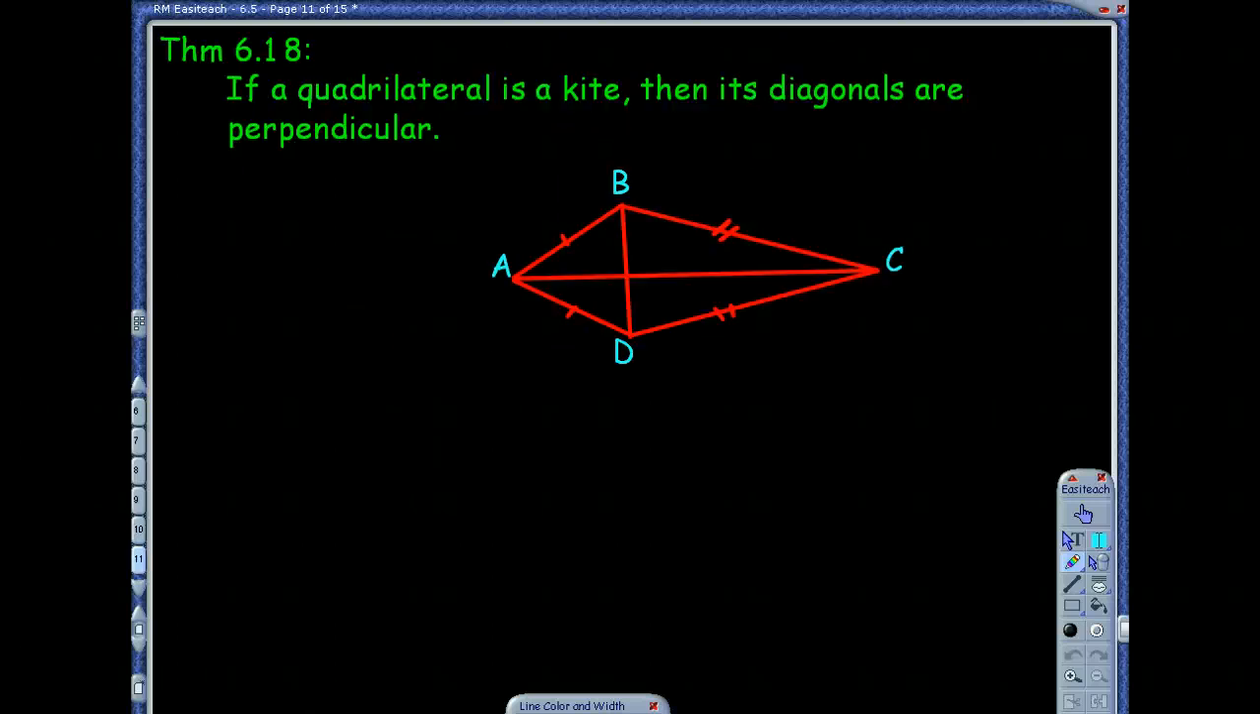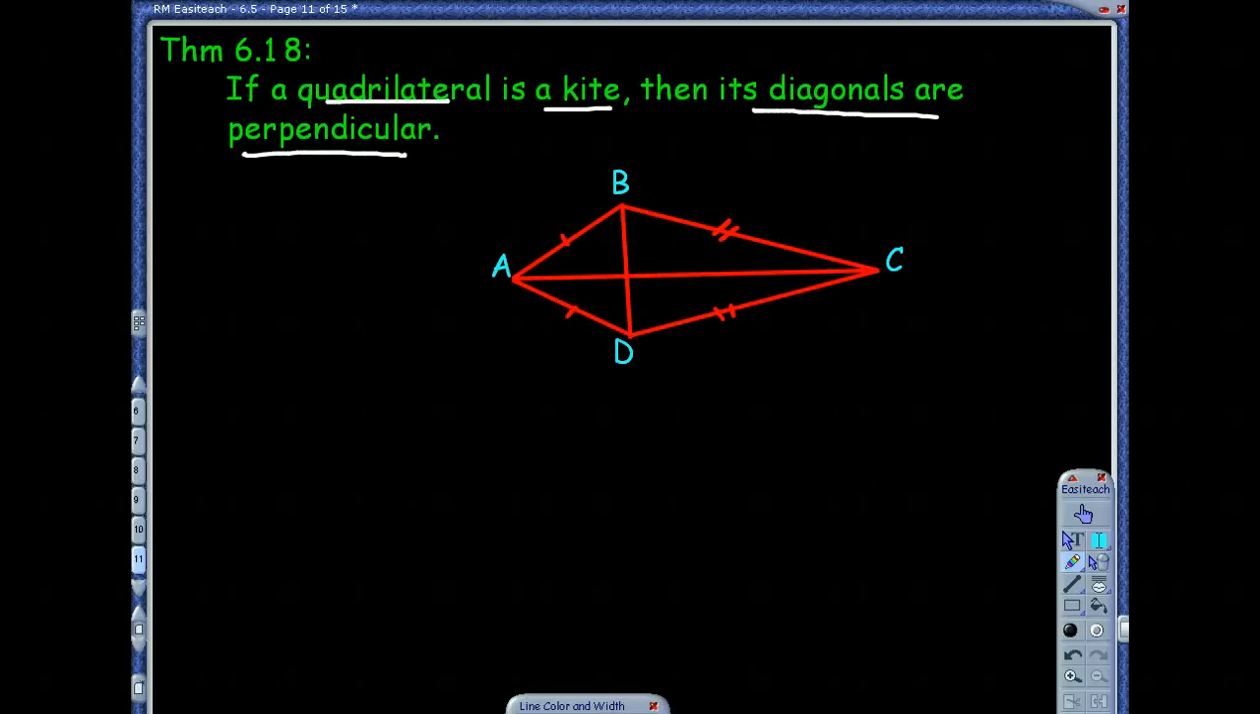Right now, there are some theorems involving a kite, and notice how it starts. It says, if a quadrilateral is a kite. So you know it's a quadrilateral, so it has 4 sides, and it's a kite. So looking by the picture, I've communicated that. You have 2 pairs of consecutive congruent sides. Opposite sides are not congruent. It says, then what do we know? Its diagonals are perpendicular. Oh, okay.